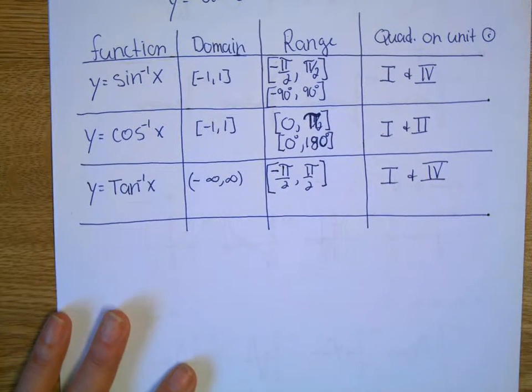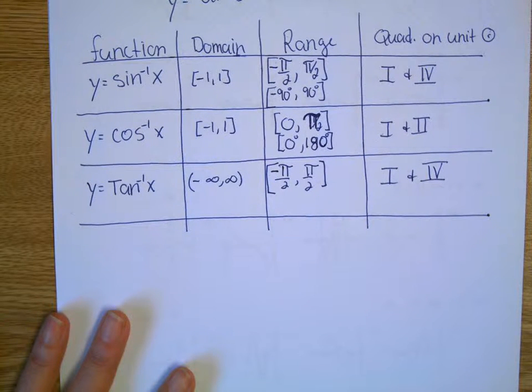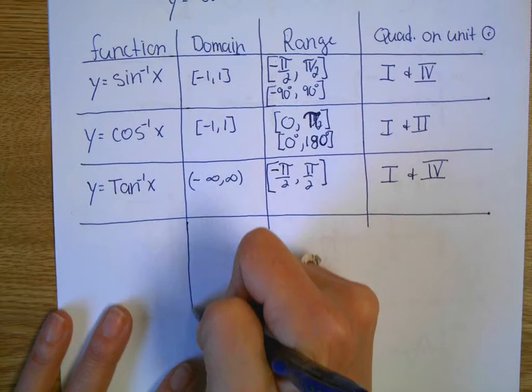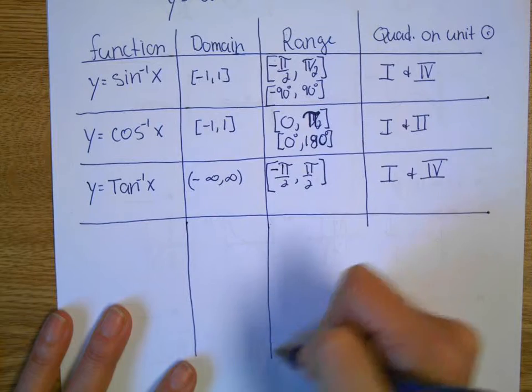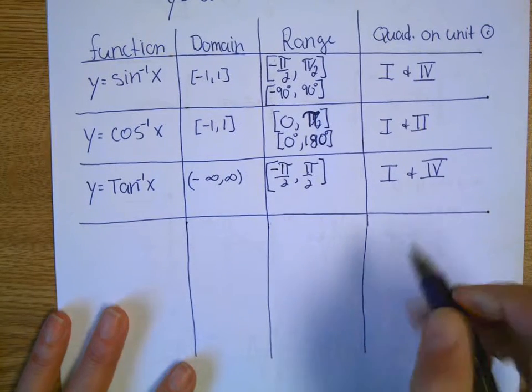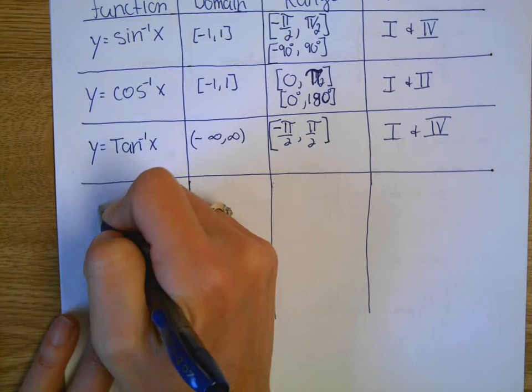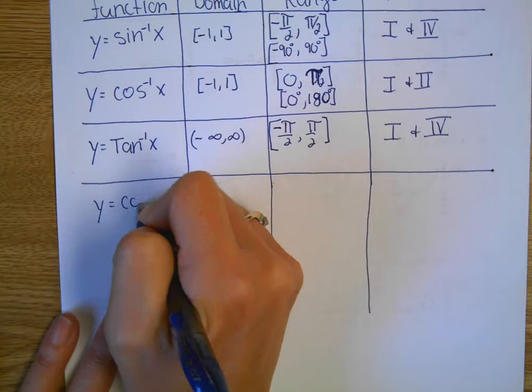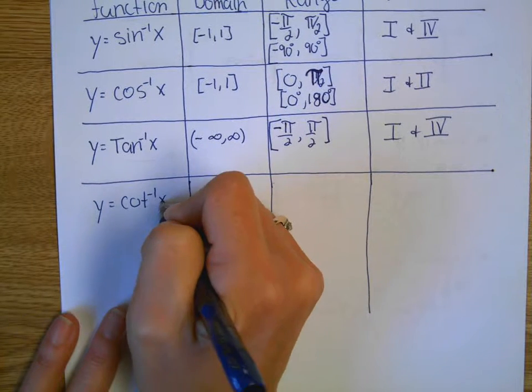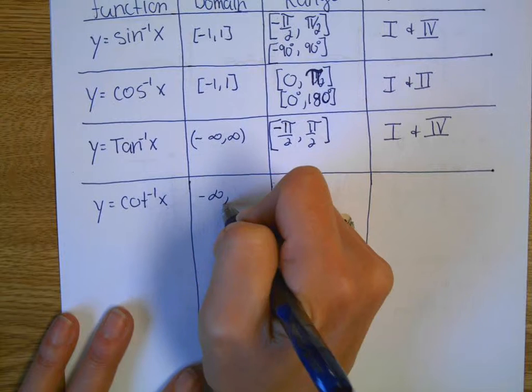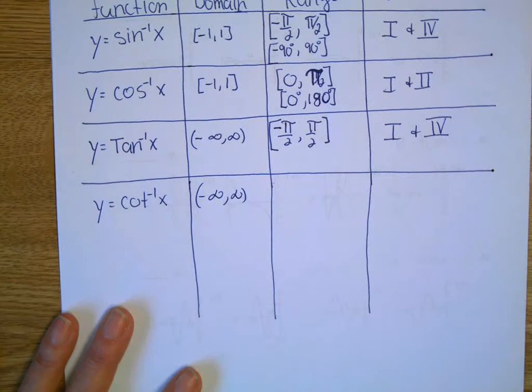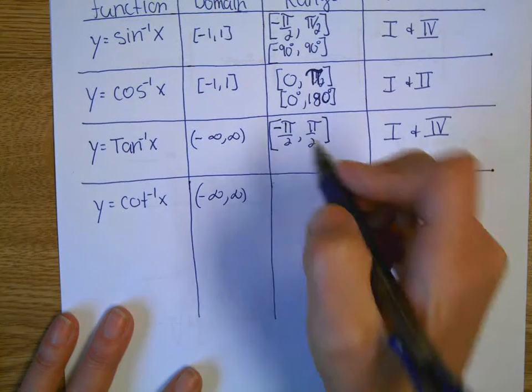The reciprocal functions, do they match? No, of course not. Why would they make it that easy? Inverse cotangent, negative infinity to infinity. Here, 0 to pi.